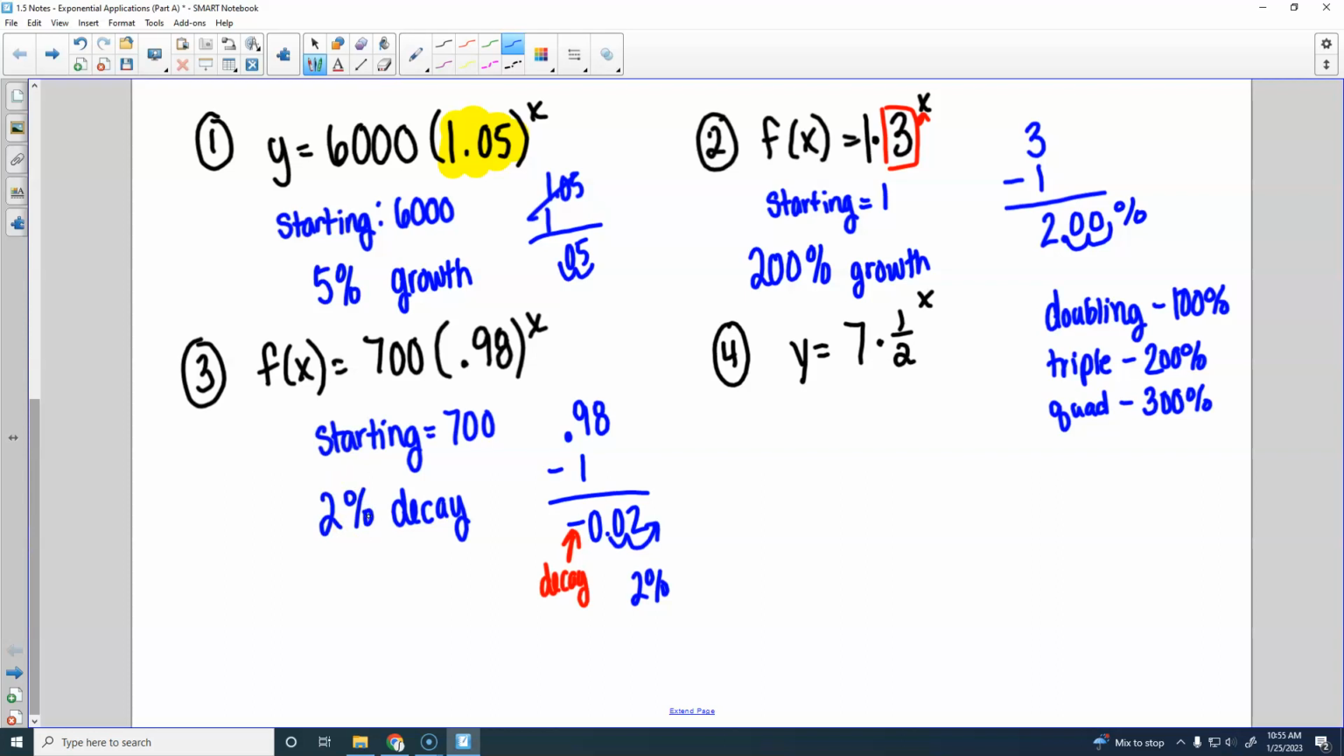If you kind of think of it, your starting point's always 100%. If you got 0.98 here, you got 98%, you took 2% away from it. Right? Okay. Questions so far?